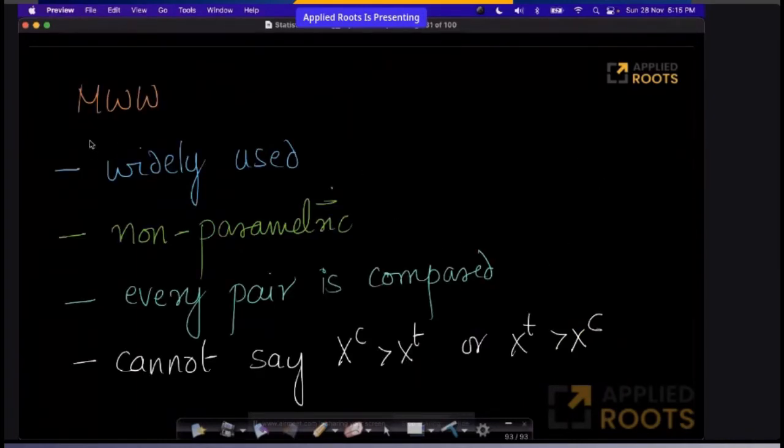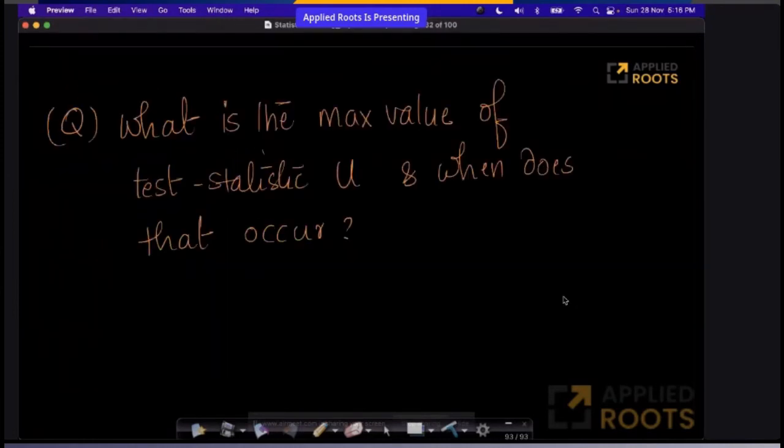So under the null hypothesis, we will keep doing simulations and resamplings to compute the p-value. This Mann-Whitney U is widely used. It's non-parametric because it makes no assumptions about XC and XT. It's looking at every pair, slightly computationally expensive, but very doable. But it cannot say whether one random variable is greater or less than the other. It's only testing if they're equal or not.